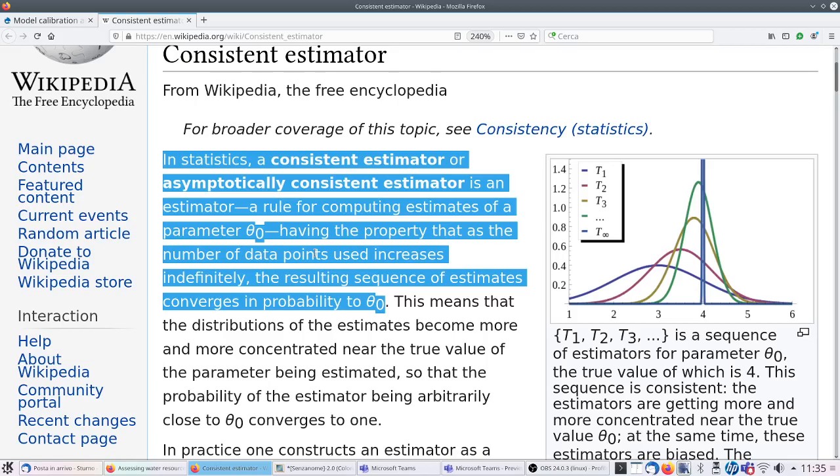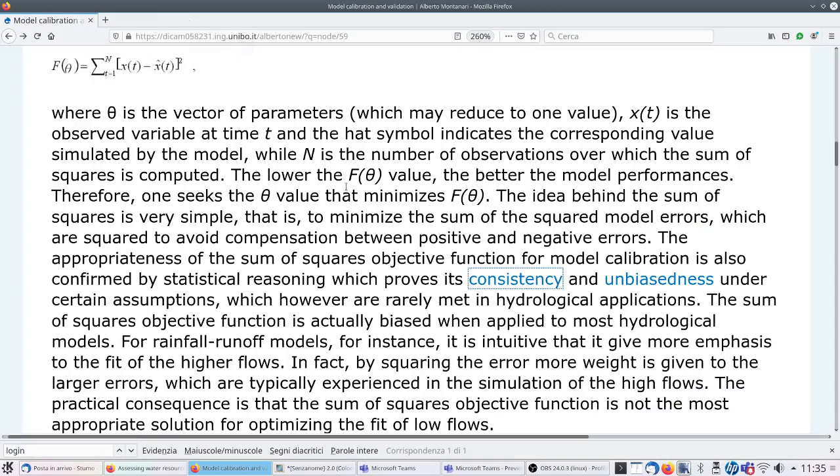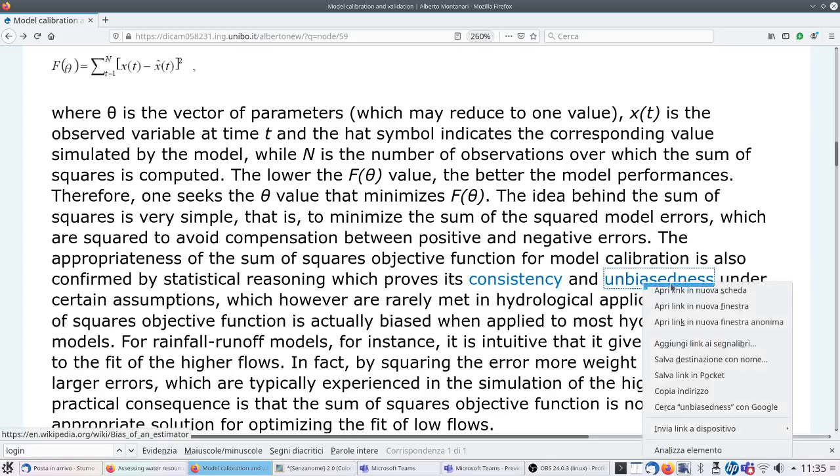This is consistency. And I think it is important that you learn this term, because frequently you will hear people saying this calibration procedure is consistent. Keep in mind the significance. What does unbiased mean? Let's click on the other link.